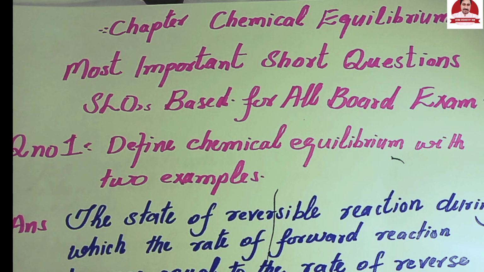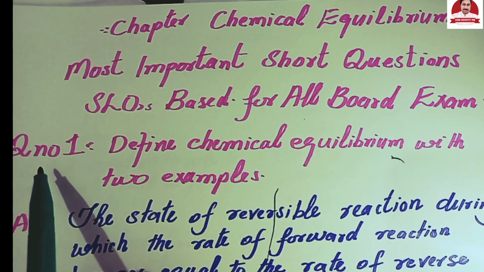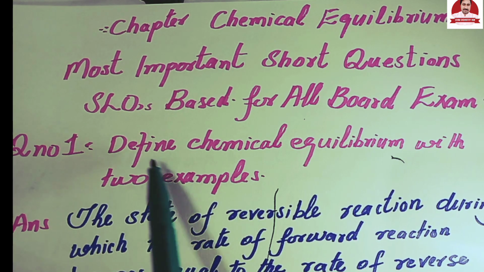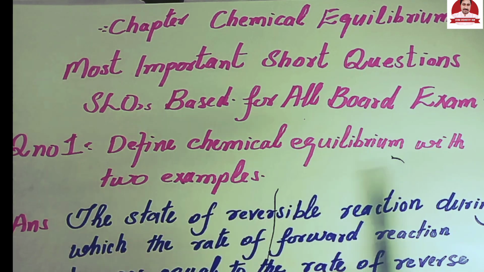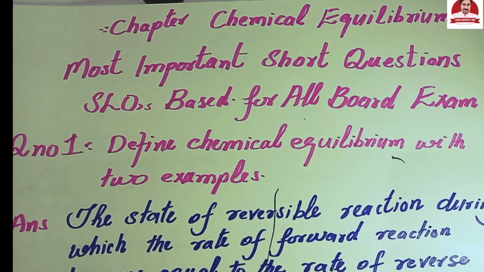Today we will discuss the most important short answer questions for all board exams from the chapter Chemical Equilibrium. The first question is: define chemical equilibrium with two examples.